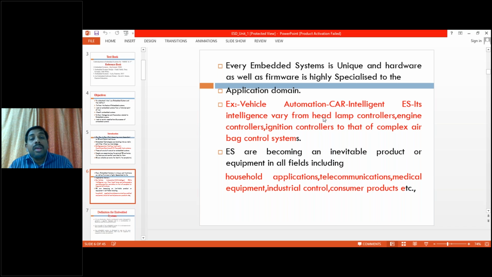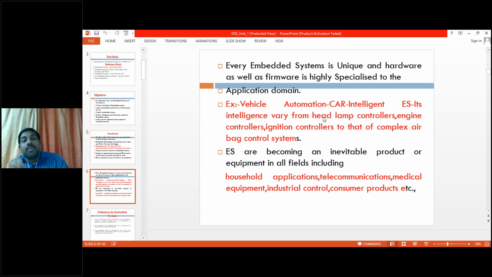What is the priority? If any accident is occurring, what does the car do? The car will first open the airbags in order to save the person. So the airbag control system is the embedded logic which is given first priority in the car automation system.